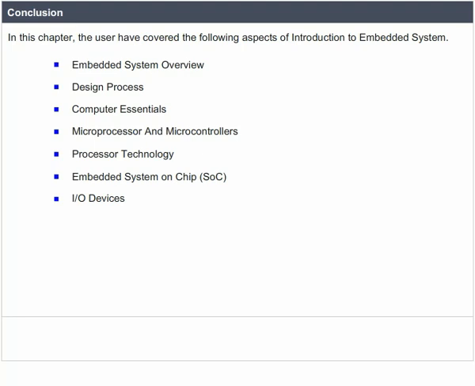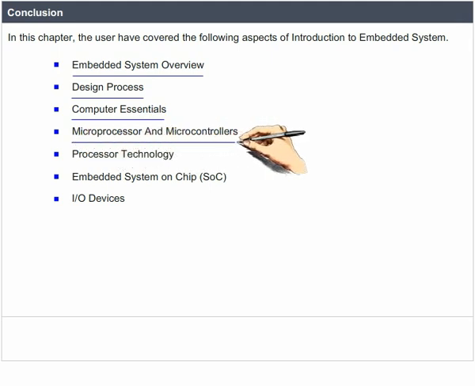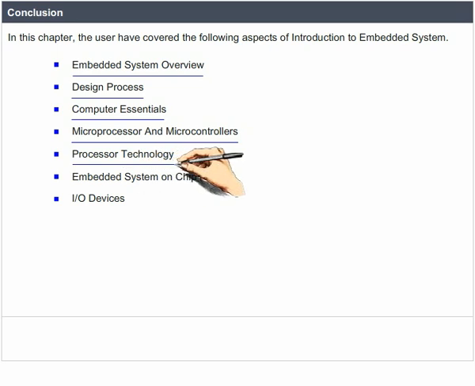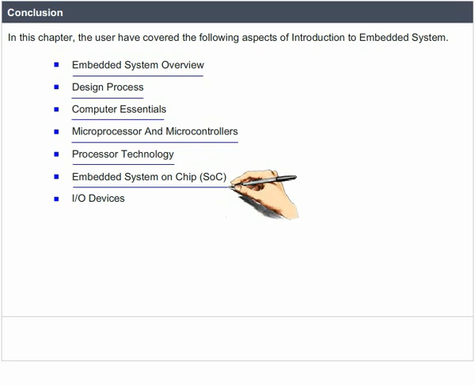Conclusion. In this chapter, you have covered the following aspects of introduction to embedded systems: embedded system overview, design process, computer essentials, microprocessor and microcontrollers, processor technology, embedded system on chip, input-output devices.